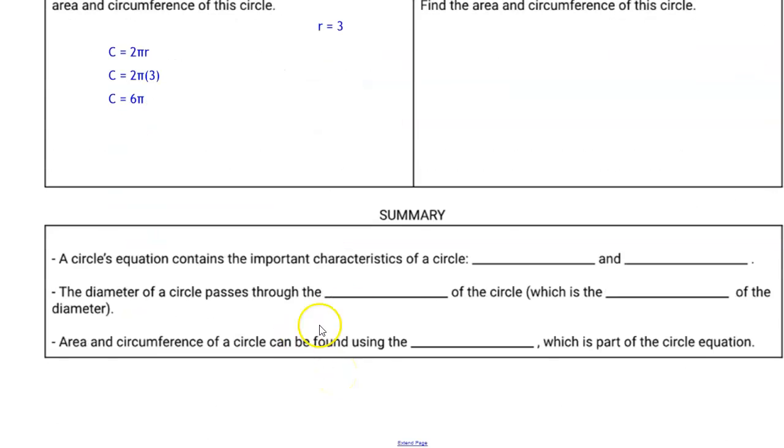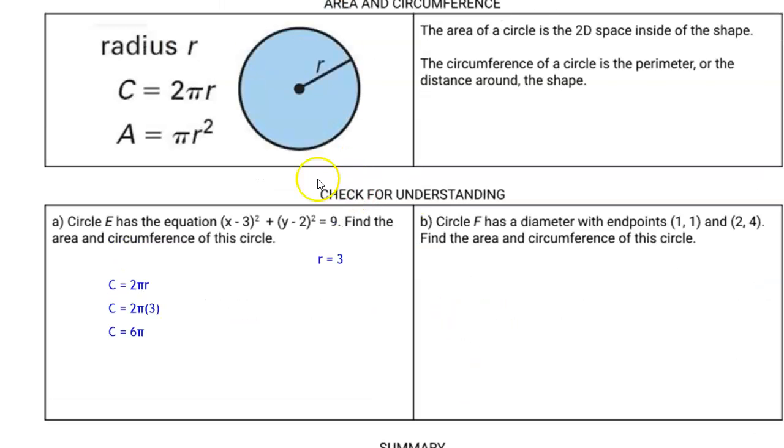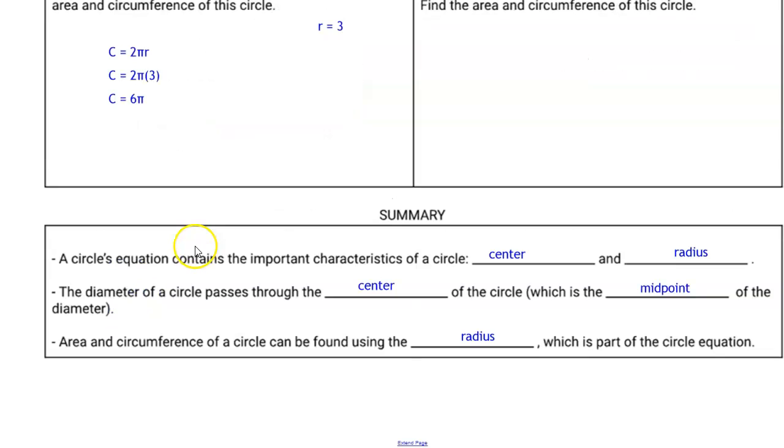All right, moving on to the summary, let's try to fill in these blanks. Pause the video and see if you can try to do that, and then come back to see the correct answers. All right, the 2 important characteristics of a circle, as you know, are the center and the radius. You know that the diameter of a circle passes through the center of the circle, which happens to be the midpoint of the diameter, right? It's the point that's directly in between the 2 endpoints of the diameter. And then area and circumference can be found using the radius, which is part of the circle equation, because both of these equations have r in them.